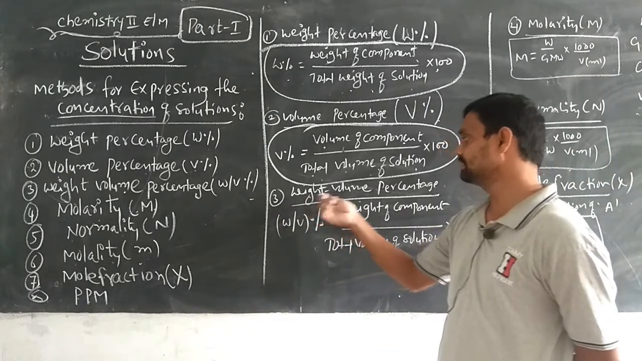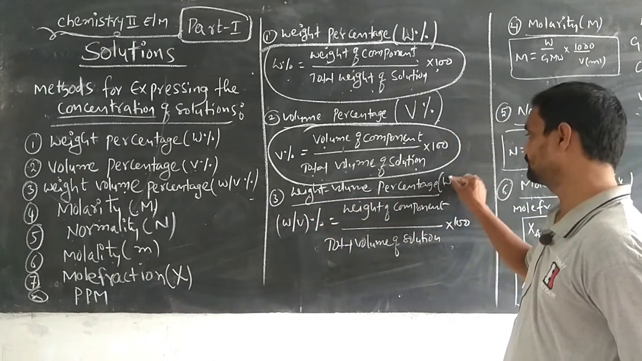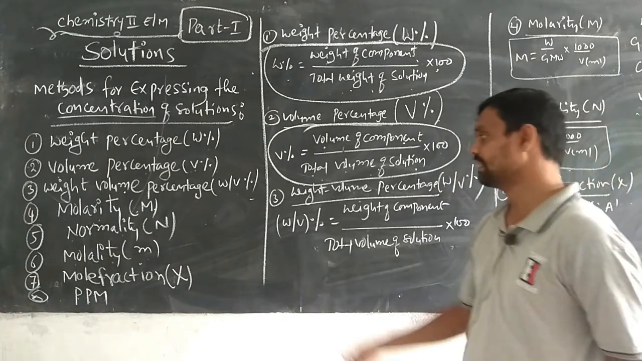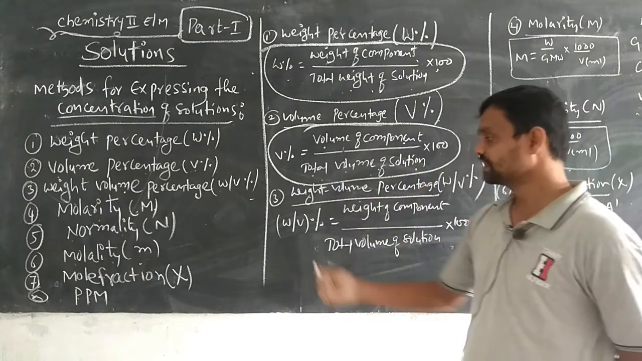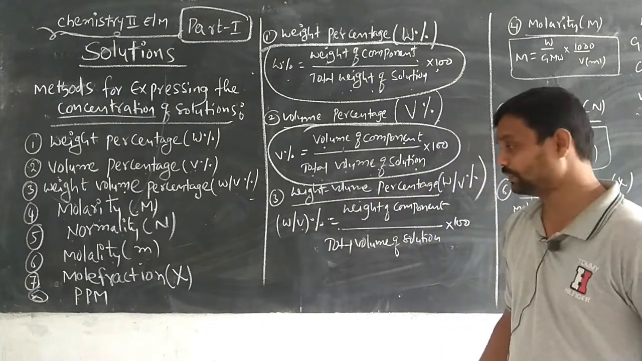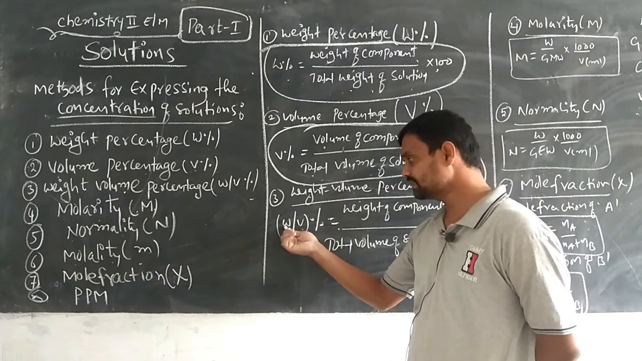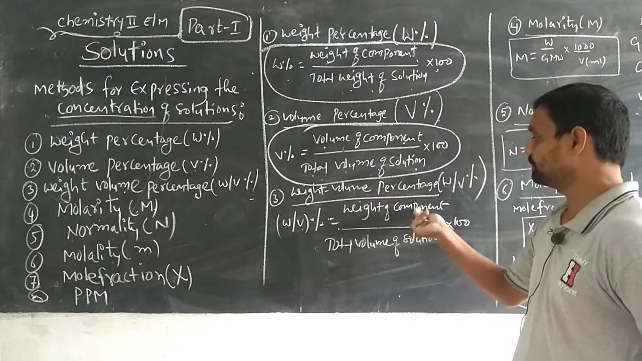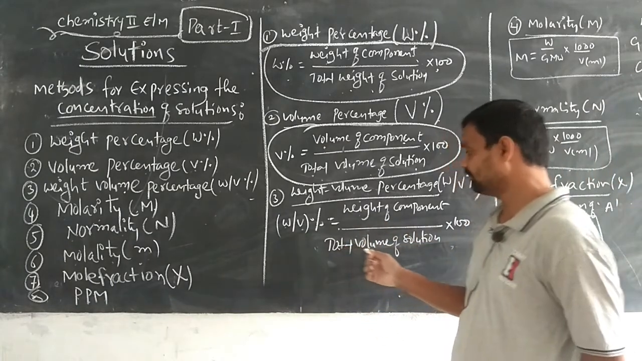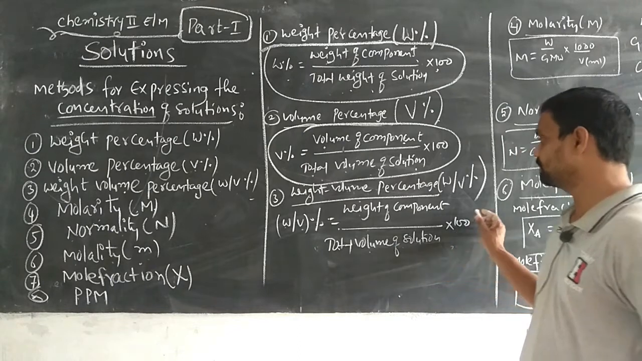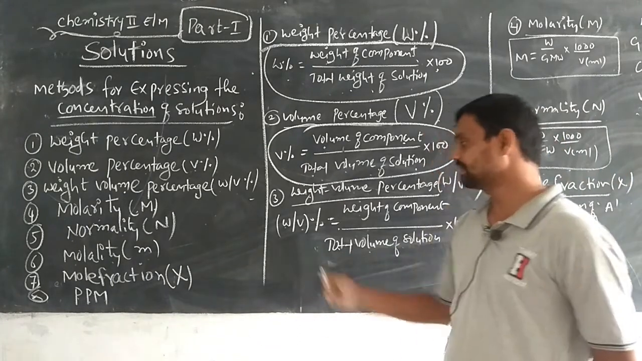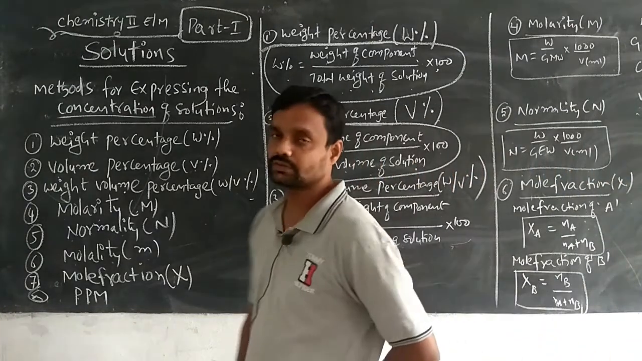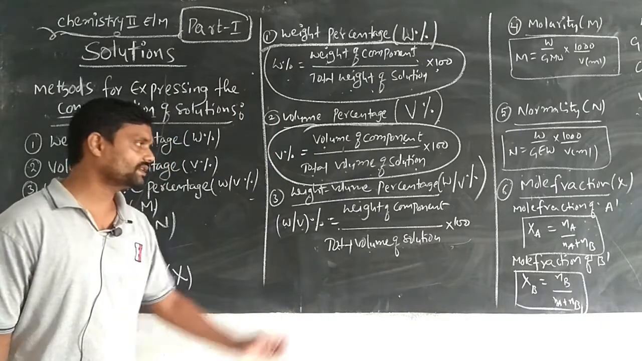The third one is the weight volume percentage, the W by V percentage. So the weight volume percentage, simple. In the numerator weight, in the denominator volume terms will be present. So that is the weight of the component divided by the total volume of the solution, multiplied by 100. Weight volume percentage is equal to the weight of the component divided by the total volume of the solution, multiplied by 100.